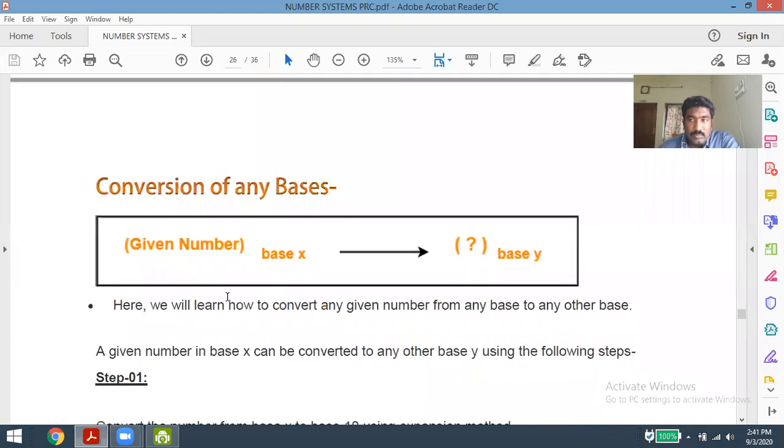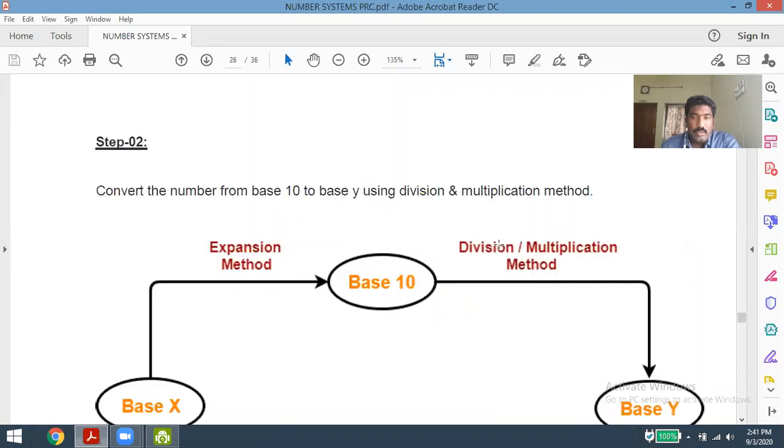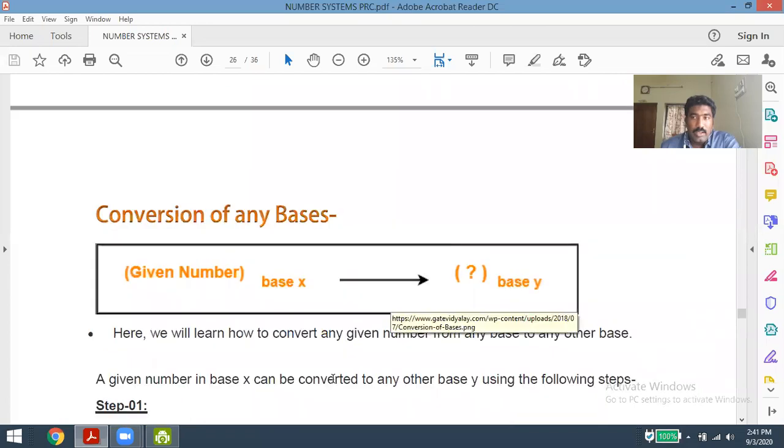Now let us go for the other way, converting the given base into any base, not only binary to decimal or decimal to binary. For example, if I am asking a problem like convert a given binary, in the sense base 2. So they will give the base 2 value. We want to convert into base 8.